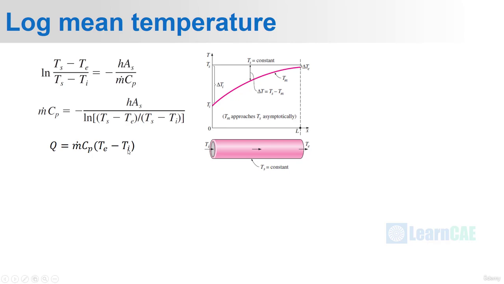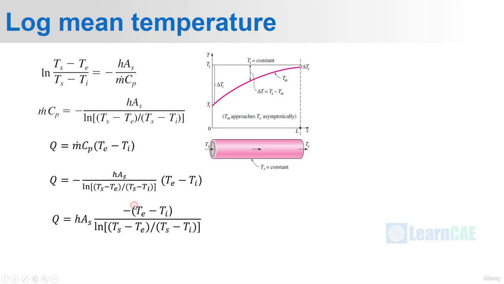So in place of this m dot Cp, we can use this whole term which is given on the right hand side. Substituting this, we get Q is equal to minus hAs divided by the log term multiplied by (Te minus Ti). We can take this negative sign to the numerator, that is for Te minus Ti, and in the denominator it will be the same value.